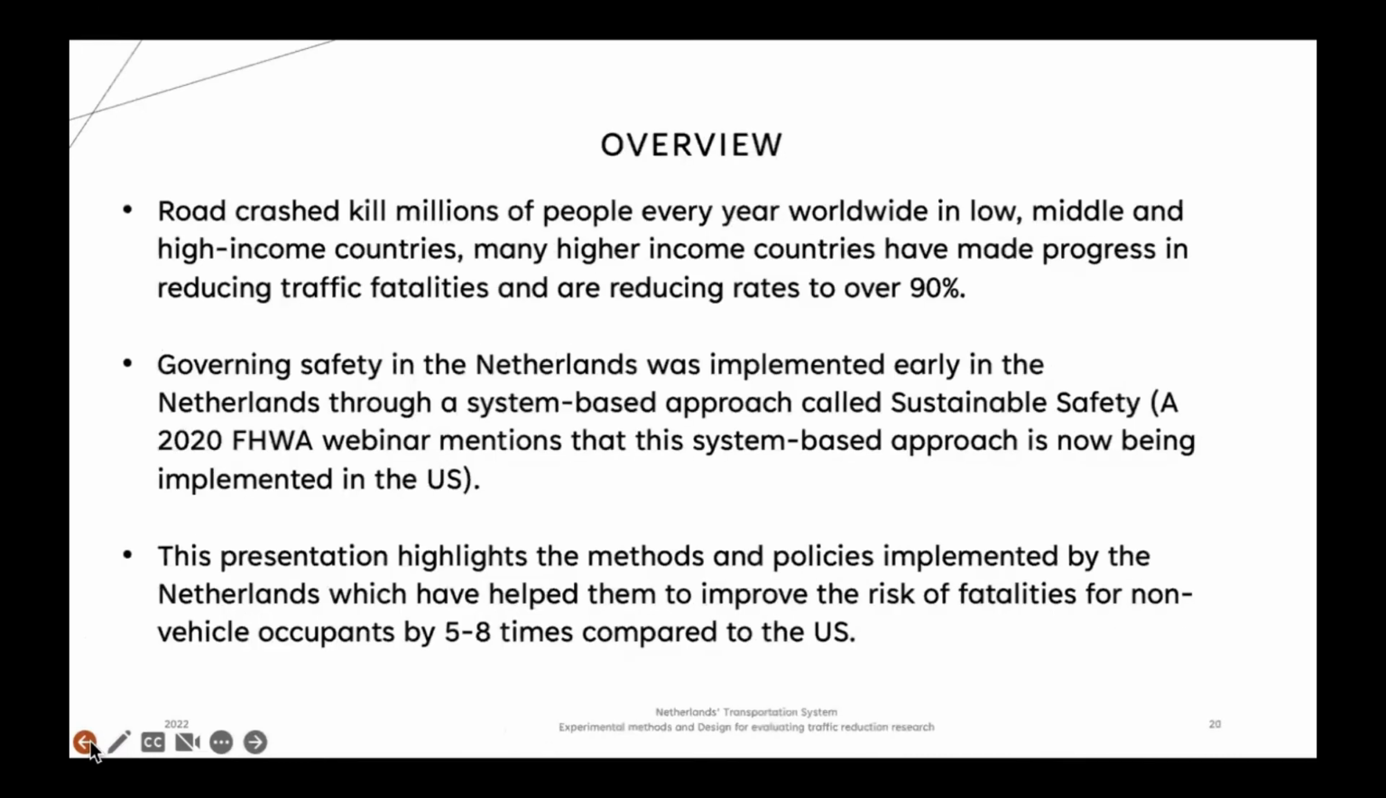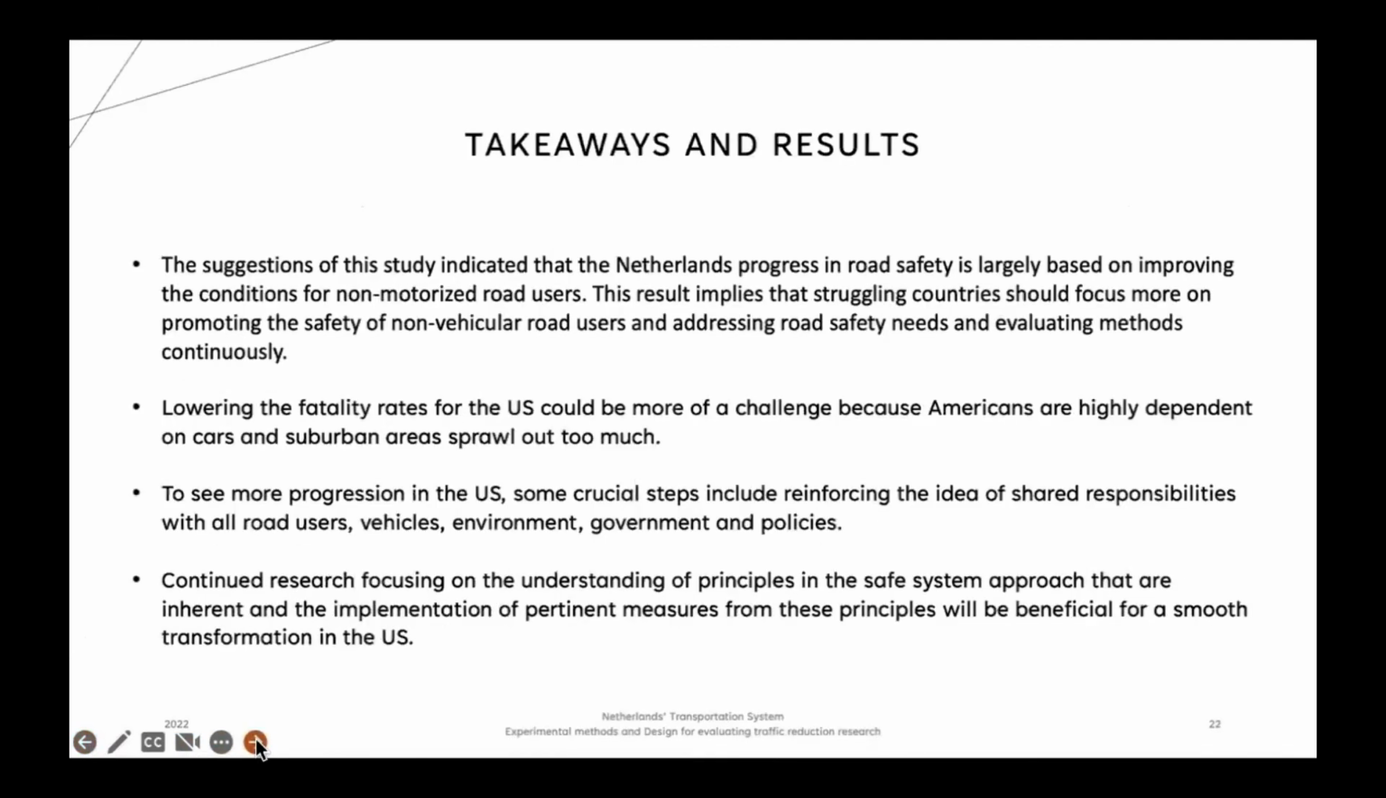So based on the methods that were implemented to improve road safety, the takeaways and results that were gathered are that the Netherlands' progress in road safety is largely based on improving the conditions for non-motorized road users. This result implies that struggling countries should focus more on promoting the safety of non-vehicular road users, addressing road safety needs, and evaluating methods continuously.